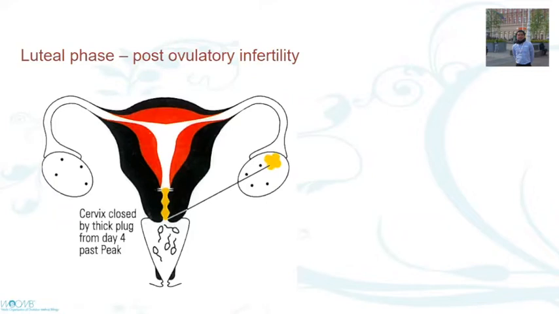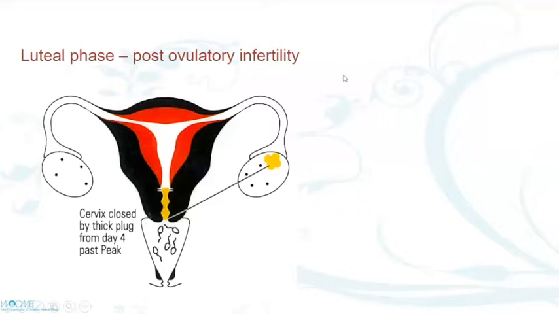After the changing pattern of fertility, we have the last phase of the cycle and we call it the luteal phase. Before, we called it the post-ovulatory phase. The luteal phase will only be considered infertile when you already reach the 4th day of the luteal phase. Why? Look at the diagram in our PowerPoint presentation.